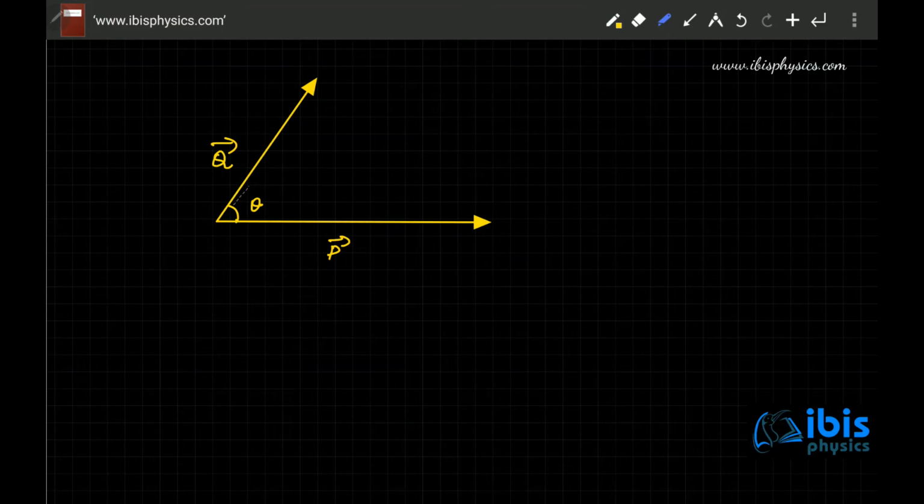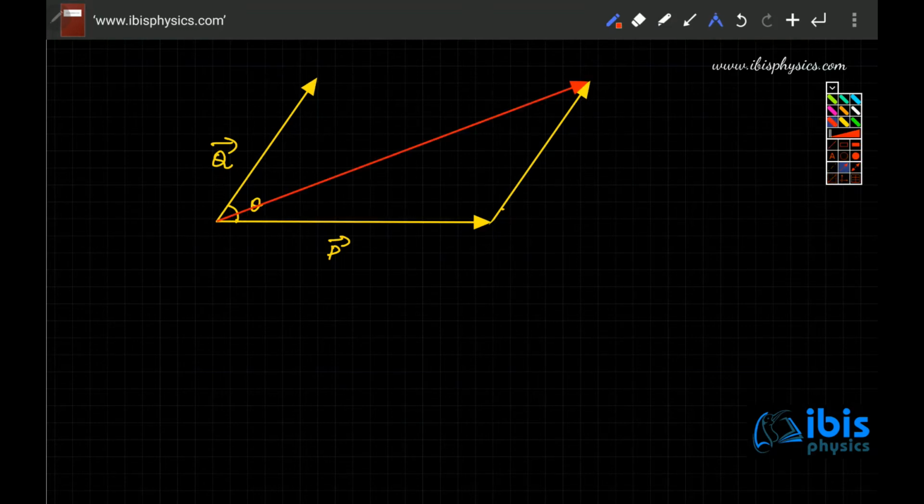So how do we find the r vector? Just by keeping it over here and drawing a resultant vector from here to here. This is the r vector. We know that r vector is equal to p vector plus q vector.